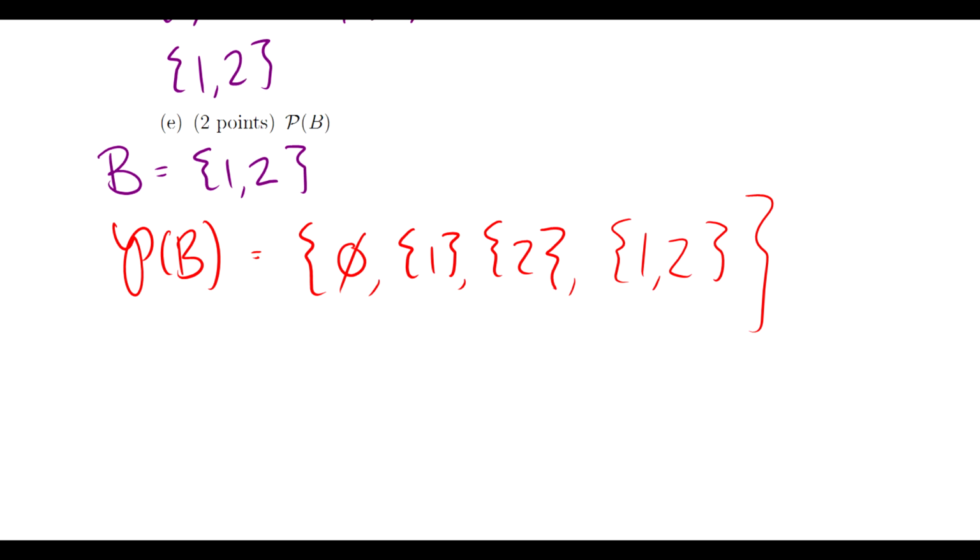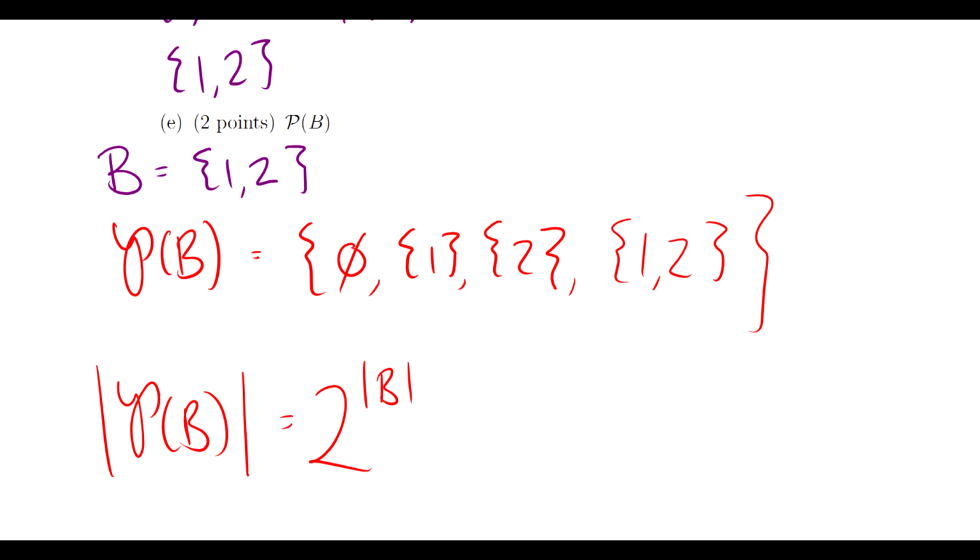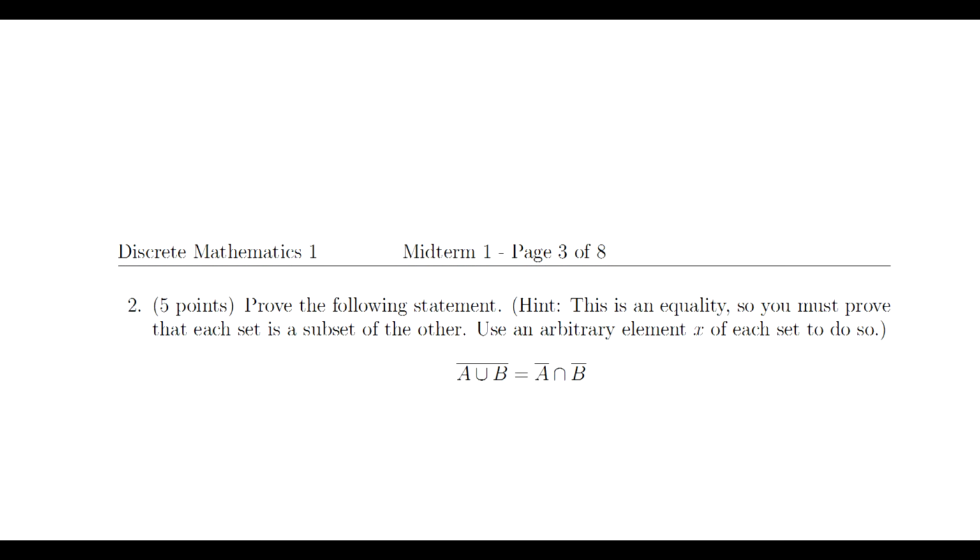To be sure, we say, okay, well, the cardinality of the power set of B should be the same as 2 to the power of the cardinality of B, which is 2 to the 2, which is 4. And we see that, yeah, the cardinality of the power set of B is 4, so we should be good. So that was question 1. A nice, easy question to start things off.